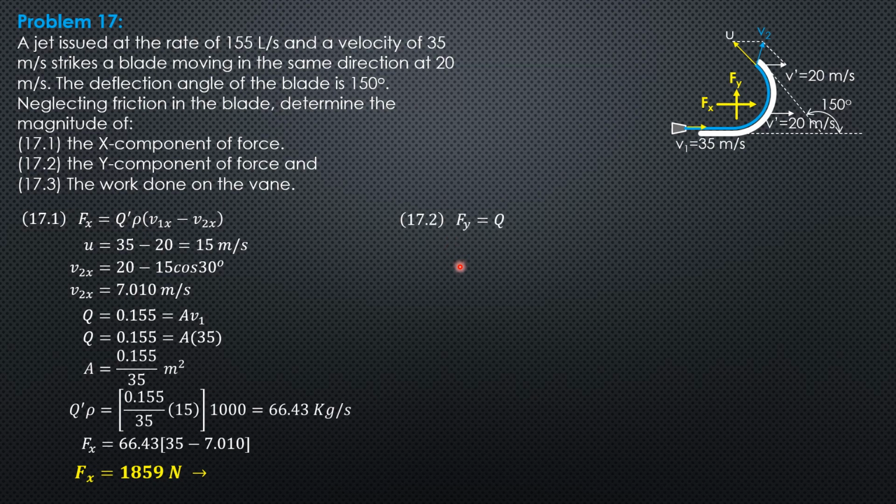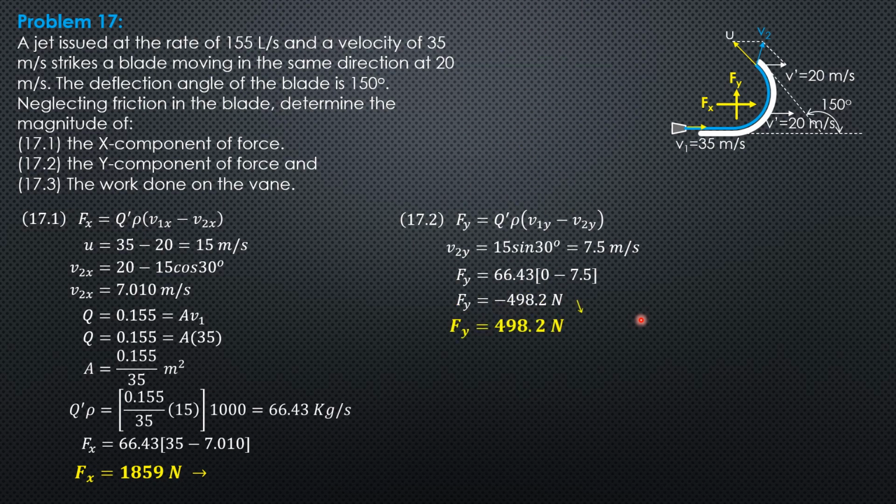Fy equals Q prime rho quantity V1y minus V2y. V1y is 0. V2y, the y component of V2, is just the y component of U, which is 15 sine of 30. And it is 7.5 meters per second. Substitute, Fy is 66.43, quantity 0 minus 7.5. So Fy is negative 498.2 newtons, or Fy is 498.2 newtons downward, or 498.2, just the magnitude.